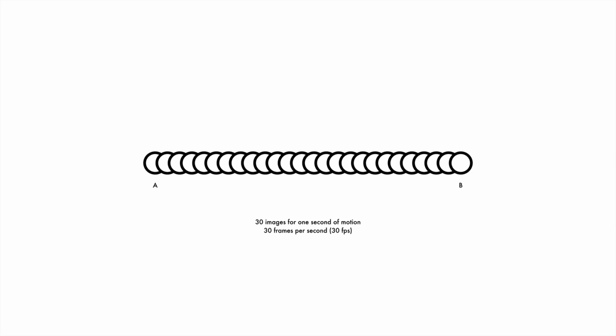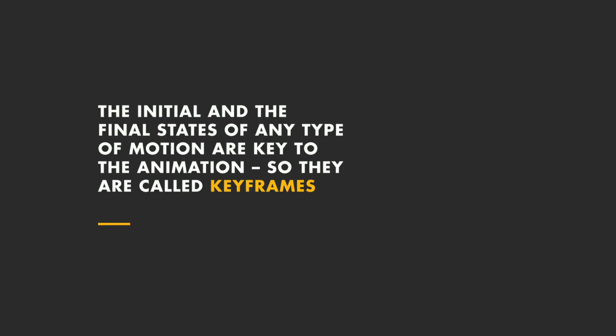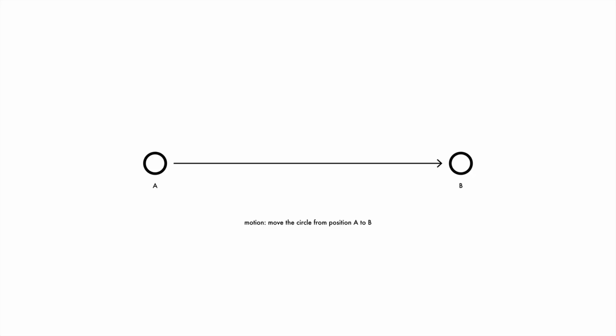What we have here is a representation of 30 FPS, 30 frames being used here to actually depict the whole motion. So the initial and the final states of any type of motion are key to the animation, and they are called keyframes. In this case, I would have a keyframe which represents point A, the initial state, and then another one that represents the end state, point B.